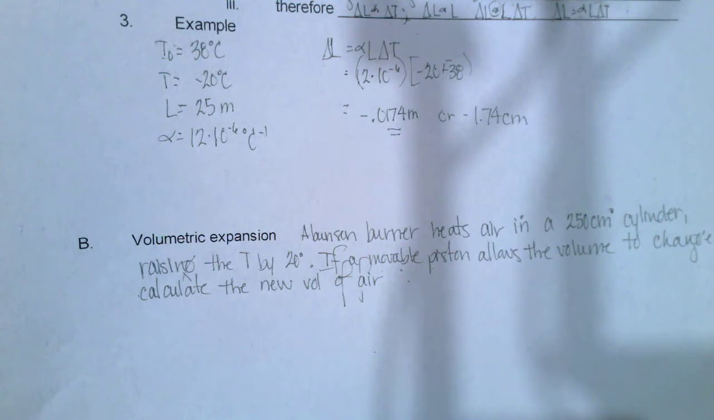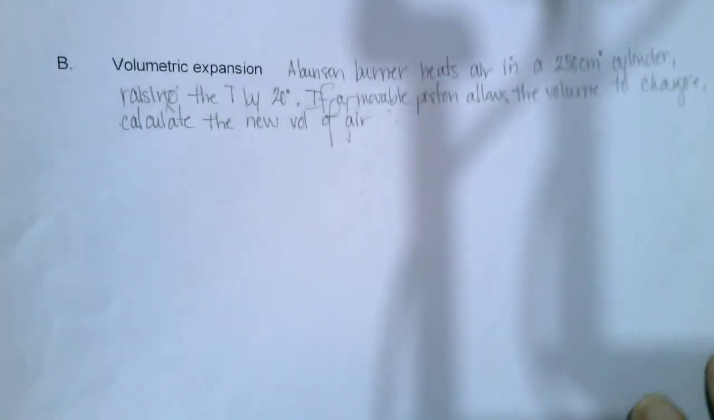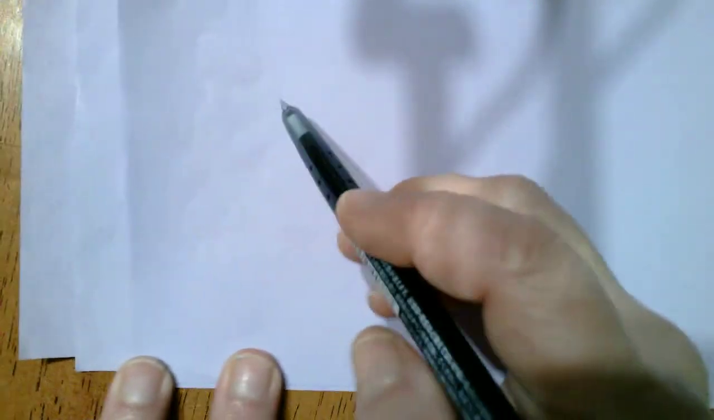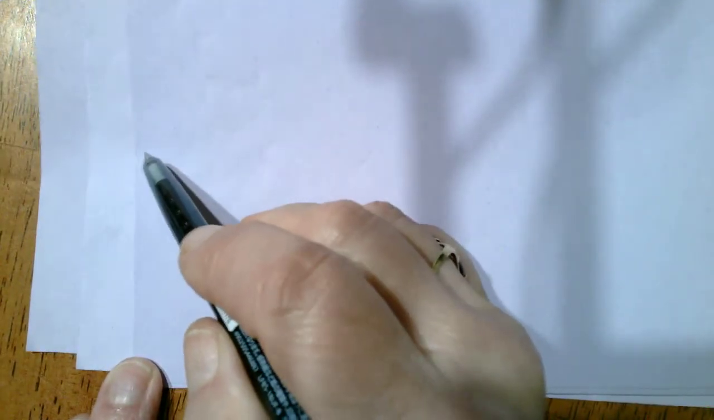I'd like to do another one. Let's look at 11.11 or 9.11. I want to check to make sure that you can see this okay. So we're going to come back to volumetric expansion. But way at the bottom here, and I don't know if you can see how far I am from the bottom, you'll need about this much space for the 9.11. So let's go ahead and get started on that.